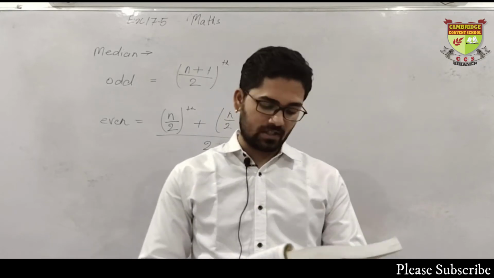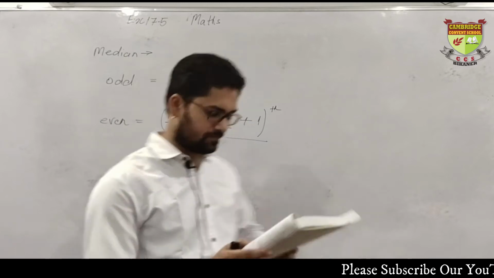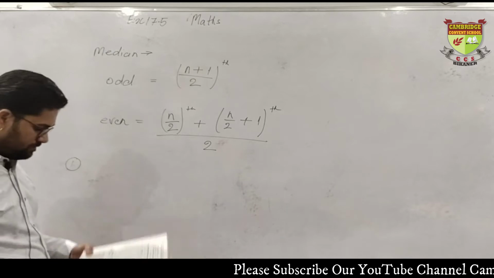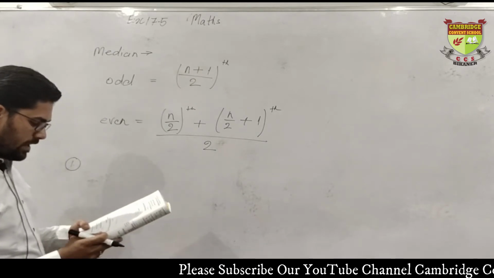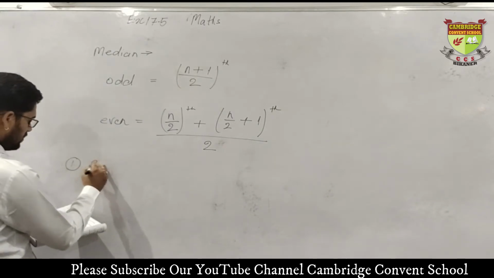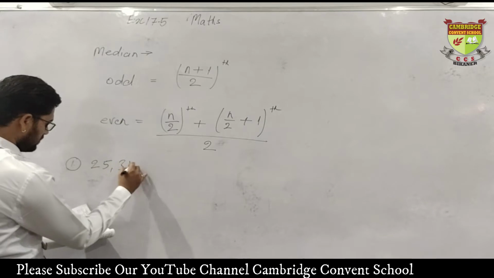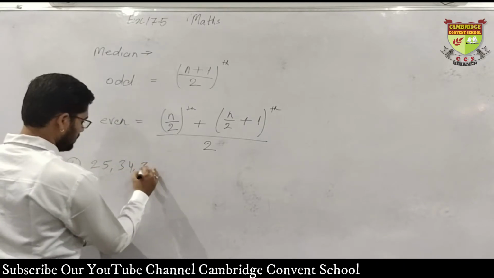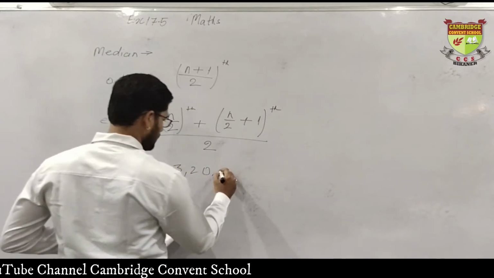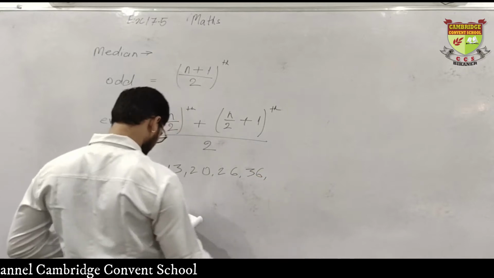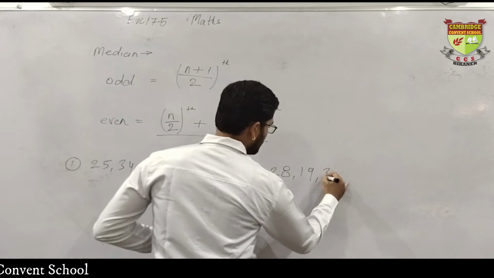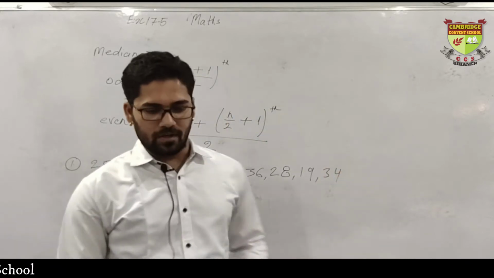Let me firstly do question number 1 for you. It says find the median of the following variates. The numbers are 25, 34, 33, 13, 20, 26, 36, 28, 19 and 34. So we have written all the numbers.